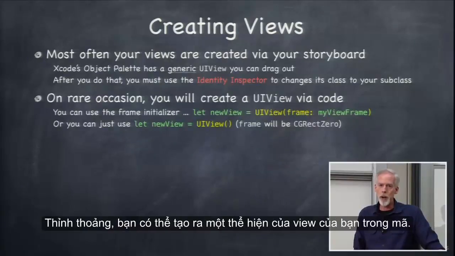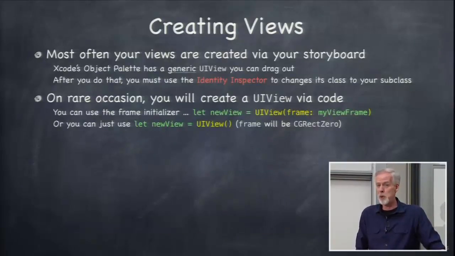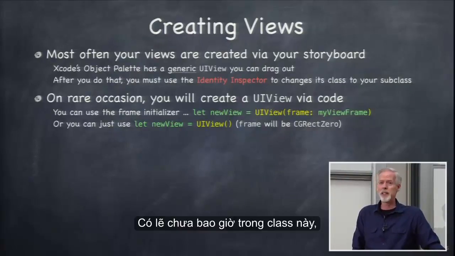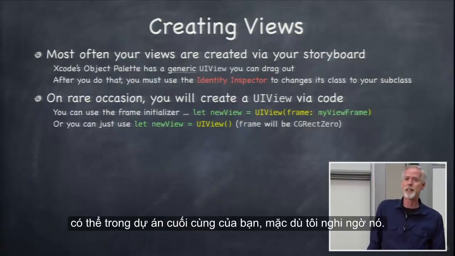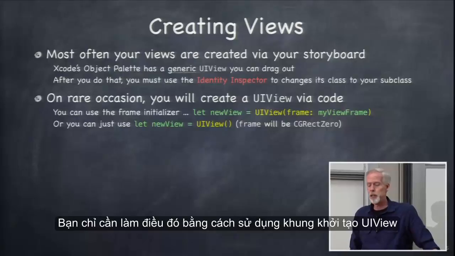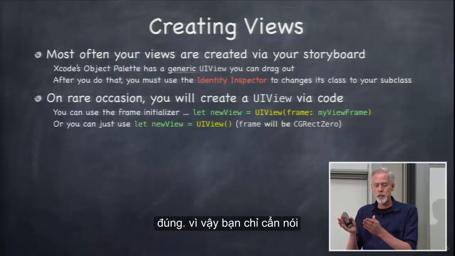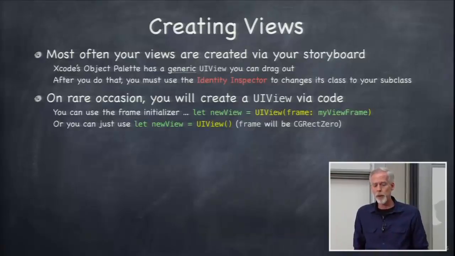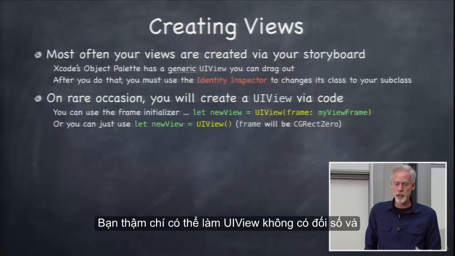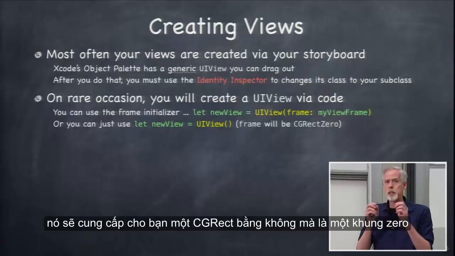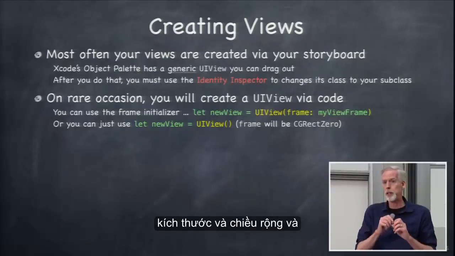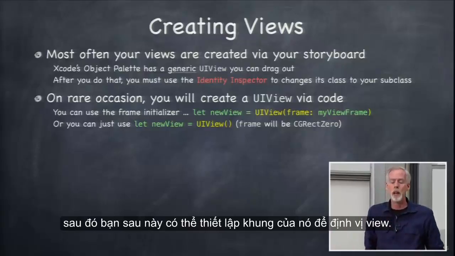On rare occasion, you might create an instance of your view in code. Probably never in this class, maybe in your final project, I doubt it. You just do that using UIView's frame initializer, right? So you just say view equals UIView frame. You can even do UIView with no arguments. It'll give you a CGRect zero, which is a frame with zero size and width, and then you could later set its frame to position the view.